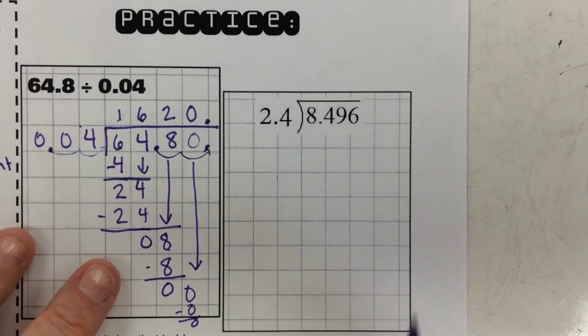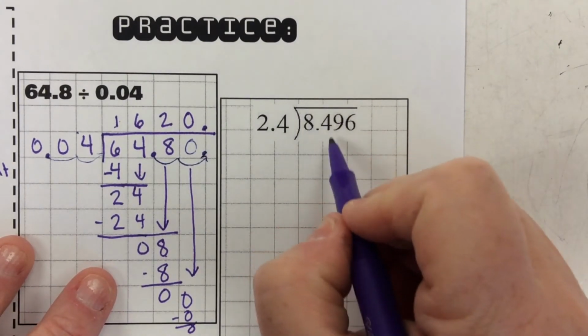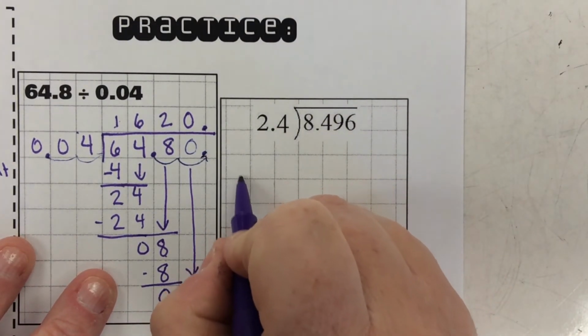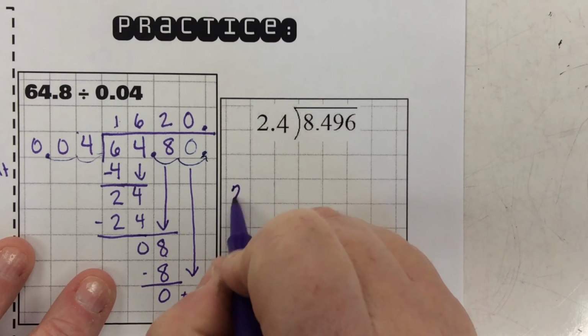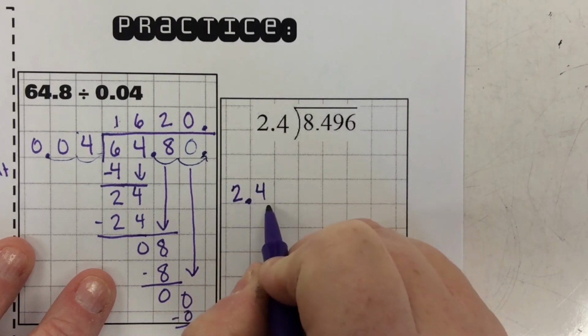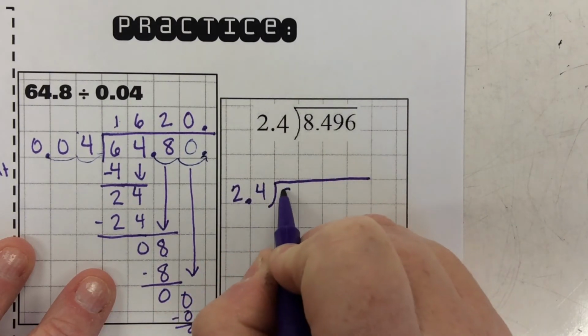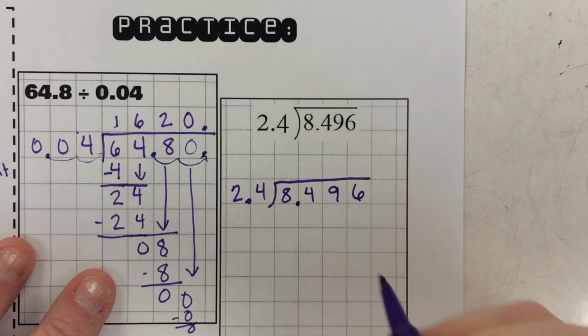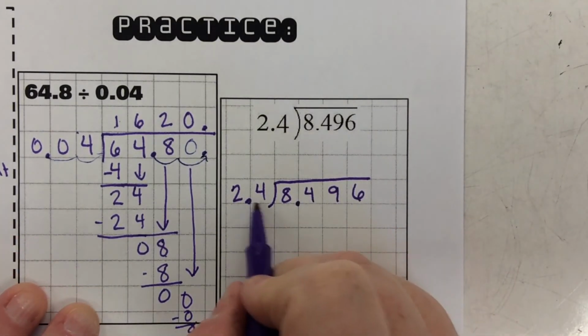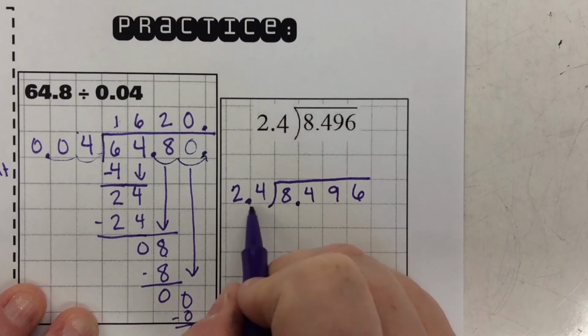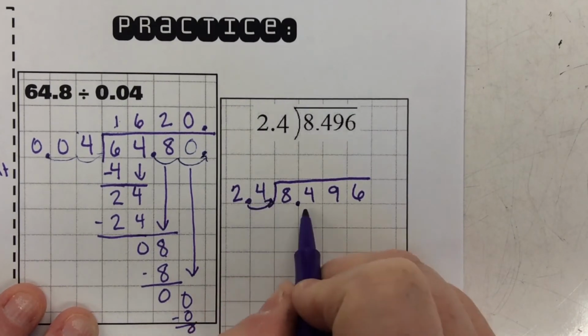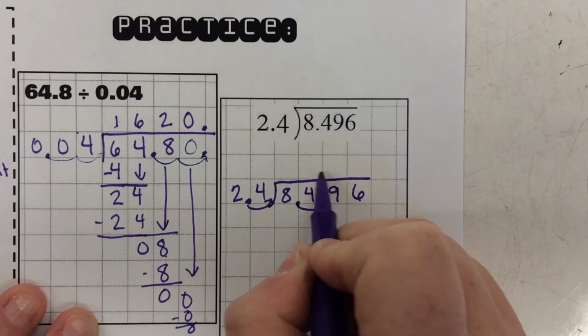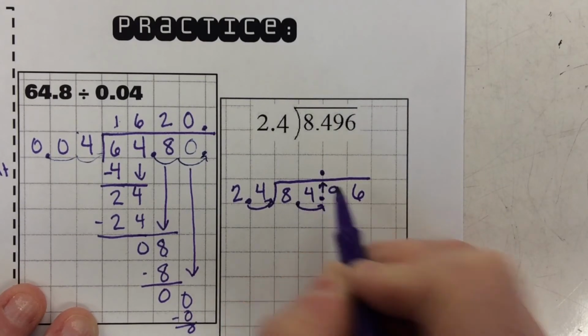Okay, so this one is already set up for us. So I'm going to line these up a little bit better and give us a little room to work, okay? So 2.4 and to 8.496 or 8 and 496 thousandths, okay? Cannot have a decimal out here. So I'm going to move it over. I'm going to multiply by 10, multiply by 10. So now it goes right up there above it, okay?